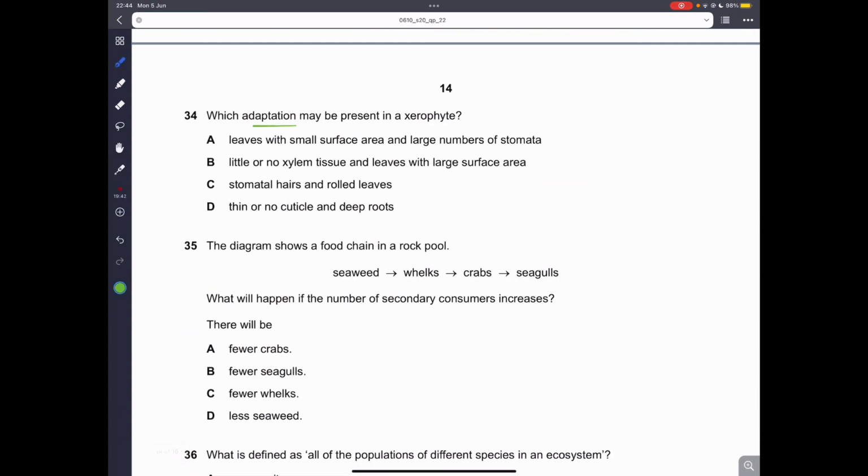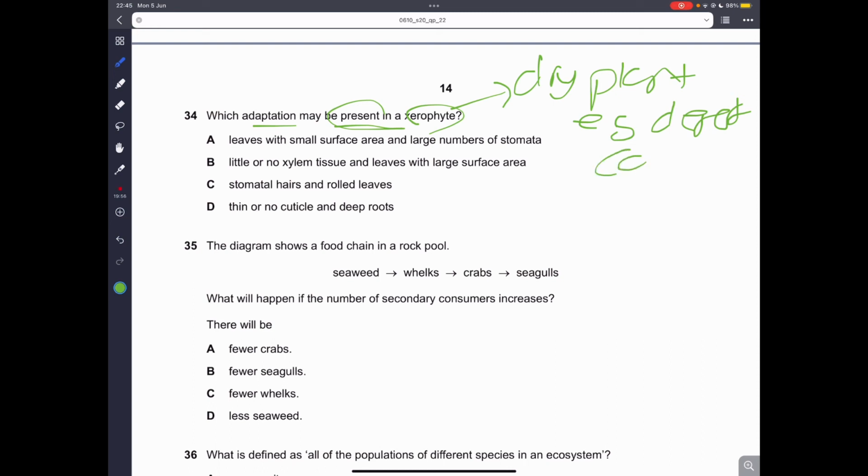Question 34. Which adaptation may be present in a xerophyte? Remember, a xerophyte is a dry plant, a plant that likes to live in dry environments. An example is the desert. One of the examples of the plant could be the cactus plant.